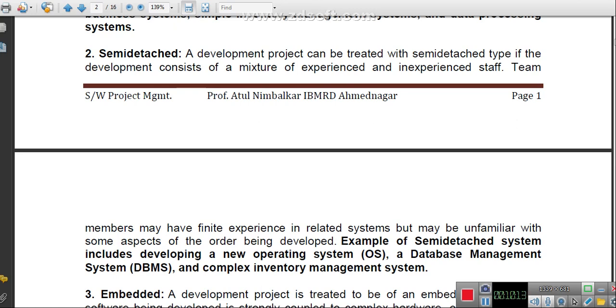Yes, Megha Deshmukh, tell us. Sir, it has a new operating system and a database. The example of that particular semi-detached system is a new operating system. If you are going to develop a new operating system, that is a type of semi-detached product. If you are going to develop a data management system, that is, a DBMS, it is an example of semi-detached. And if you are going to develop a complex inventory management system, this is also an example of a semi-detached type of project. Are you getting it? Yes sir. Very good.